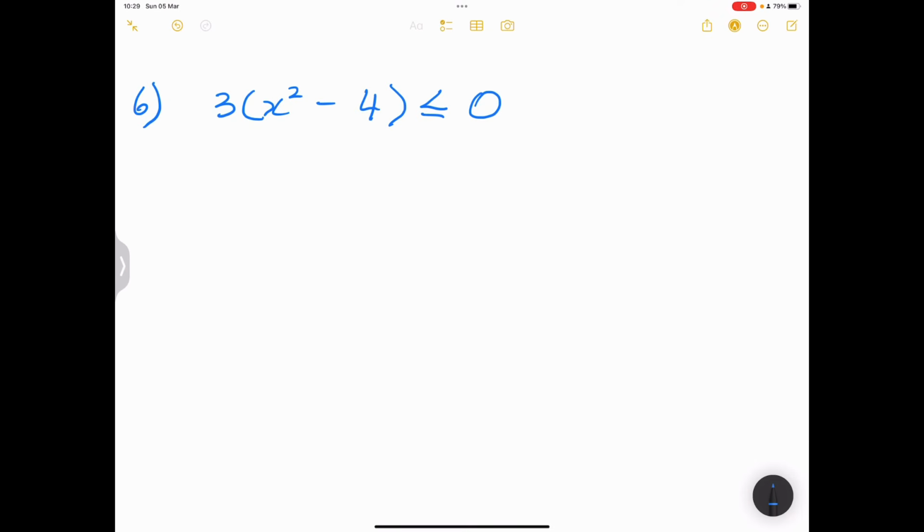All right, ladies and gents, I want to leave our lesson here. We're going to be talking about inequalities. We're going to continue so that I show you how to work with more complex ones as well.